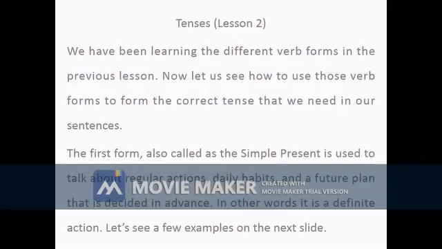sentences. The first form, also called as a simple present, is used to talk about regular actions, daily habits, and a future plan that is decided in advance. In other words, it is a definite action. Let's see a few examples on the next slide.